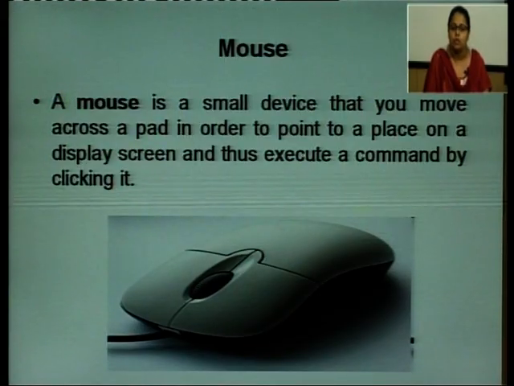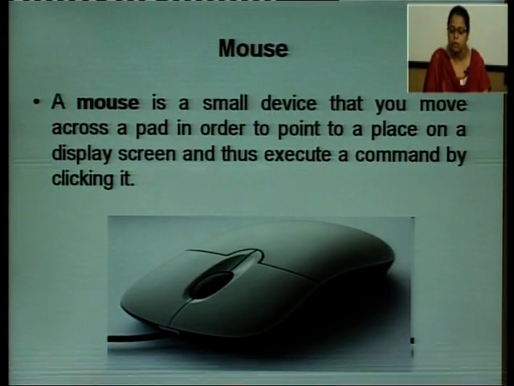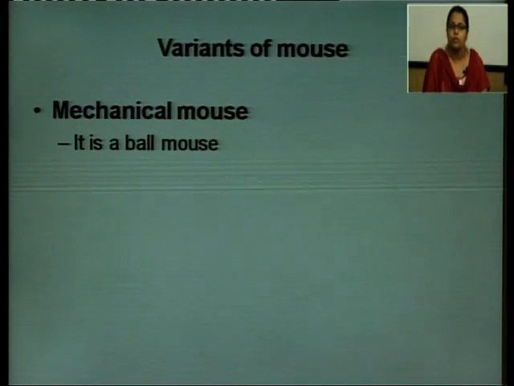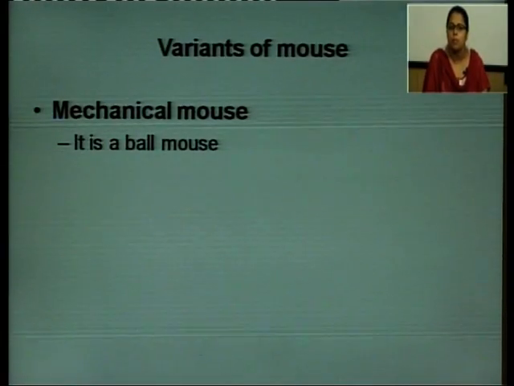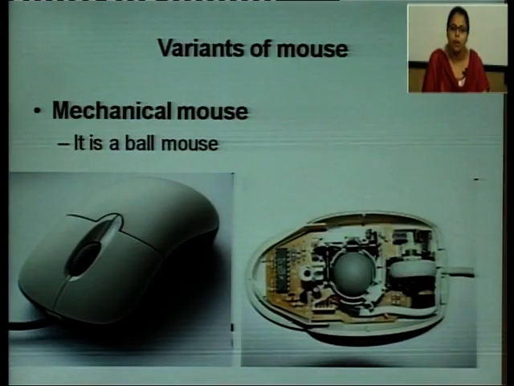The picture shows a typical mechanical mouse which contains two buttons, right and left, and a wheel for scrolling the cursor along the screen. There are various variants of mouse. The first was the mechanical mouse. It is a ball mouse. These two diagrams are showing an example of a mechanical mouse.